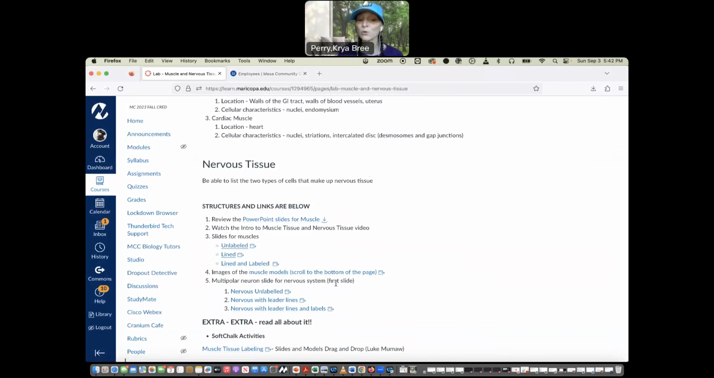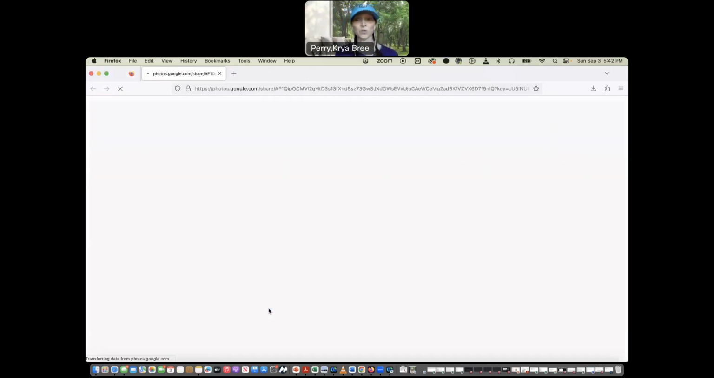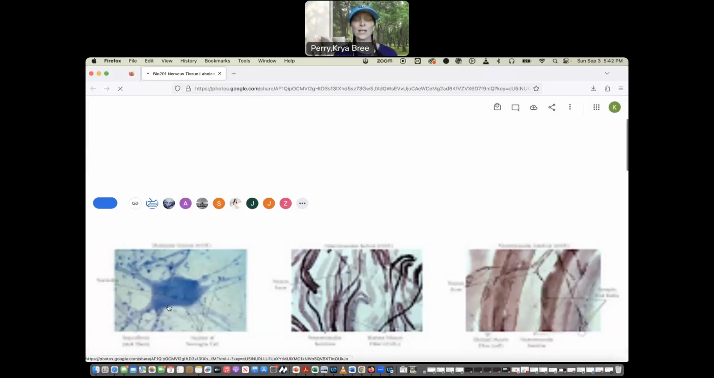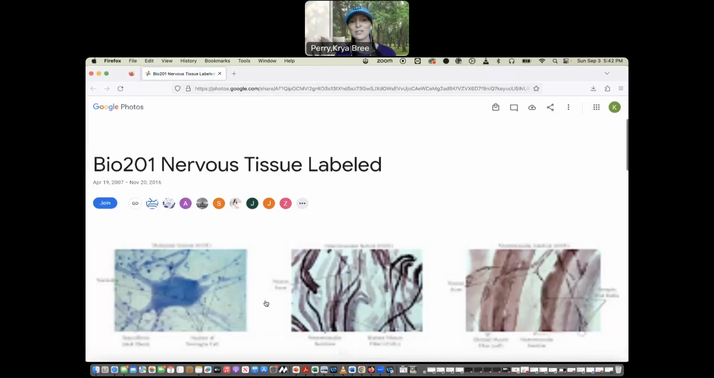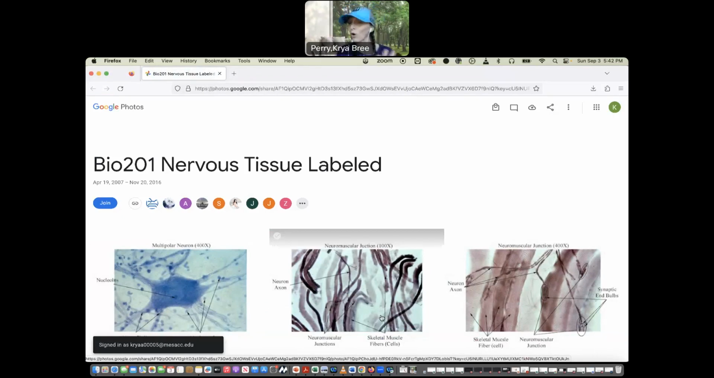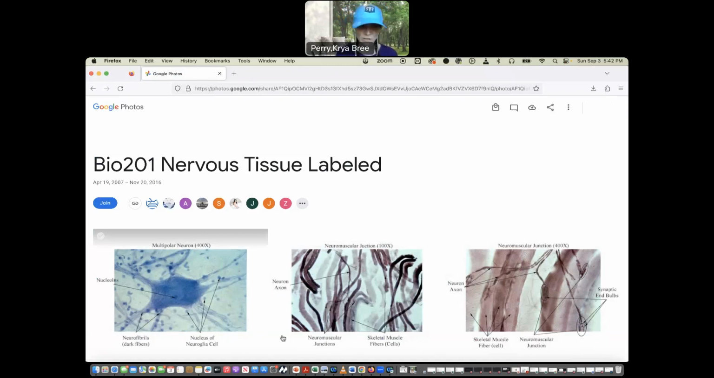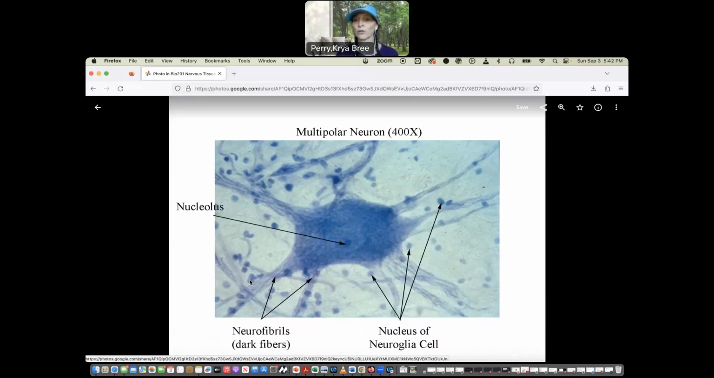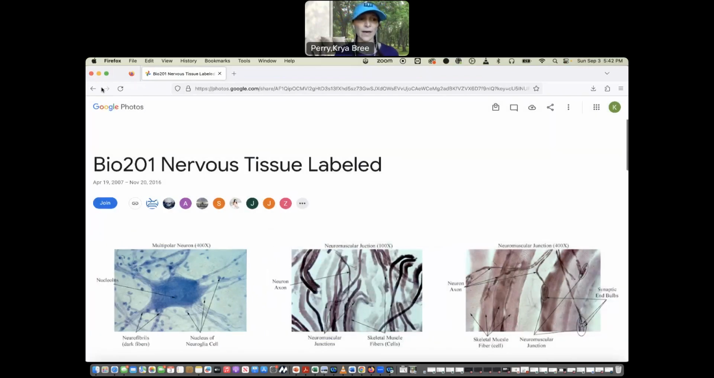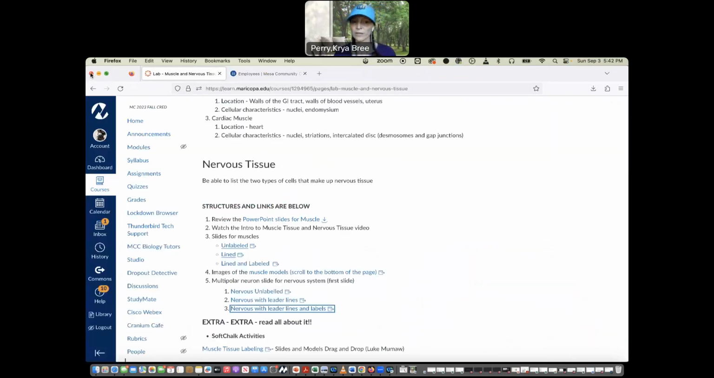So please, when you click on this, it says first slide only. I'm just going to click on it for you so you don't freak out. When you see this, there are going to be all of those nervous slides, which are for when we get to the nervous system. So this is the only slide you have to know. This one right here, multipolar neuron. That's it. Okay. So hopefully that should alleviate some of your fears with that. So again, only that one slide.